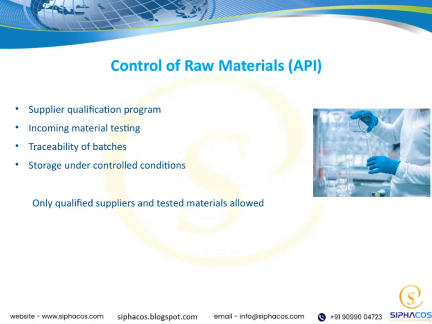Finally, storage under controlled conditions is essential. We store these materials in environments that maintain their integrity, whether that means specific temperature, humidity, or other conditions, so they remain stable and effective until use. The overarching idea is that only qualified suppliers and thoroughly tested materials are allowed into our process. This rigorous control helps us maintain the highest quality standards throughout our manufacturing process.